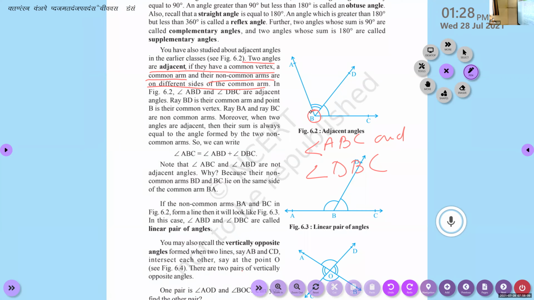And common arm, ABC and DBC. BC is the common arm, isn't it? Third point, their non-common arms must lie on either side of the common arm. Are they lying on opposite sides of the common arm? Ritvik, are they lying on either side of the common arm, the non-common arms?